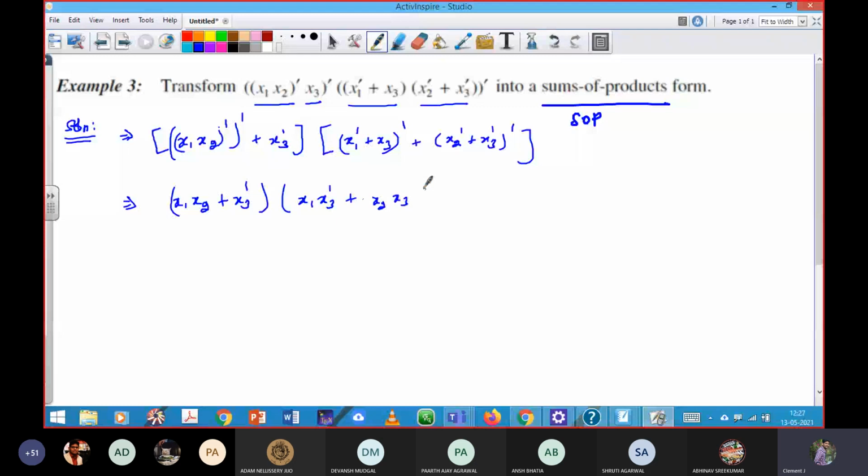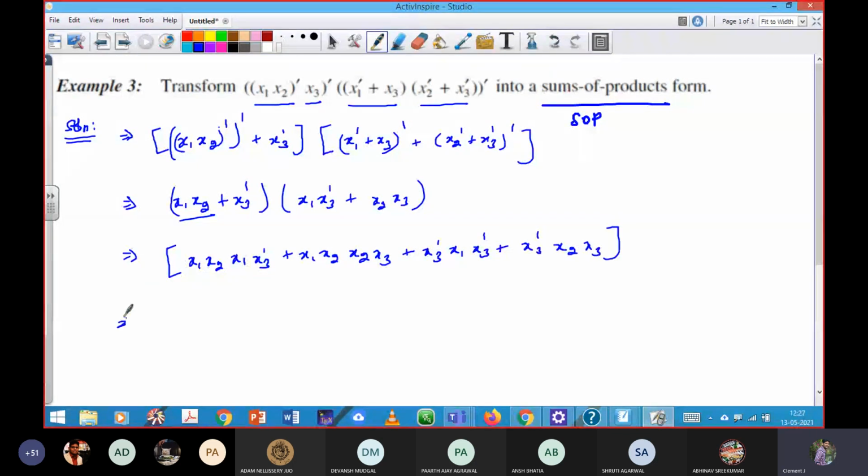Now your processing is simply expanding this bracket with respect to the first term, x1 x2 into x1 x3. What will come? X1 x2, again x1 x3 dash. Next, first term into last term, that is x1 x2 x2 x3. The last process, you need to multiply x3 dash with all the terms of the second bracket. So you will get the answer like x3 dash x1 x3 dash plus x3 dash x2 x3.